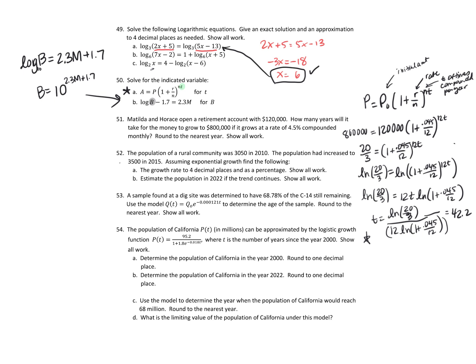So the next one says the population of a rural community in 2035 was 3,050 in 2010. The population had increased to 3,500 in 2015. Assuming exponential growth, find the following: the growth rate to 4 decimal places as a percentage, and estimate the population in 2022 if the trend continues.